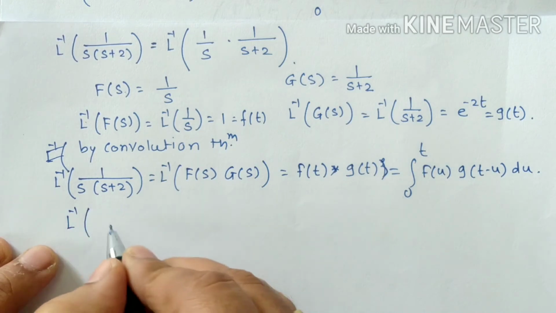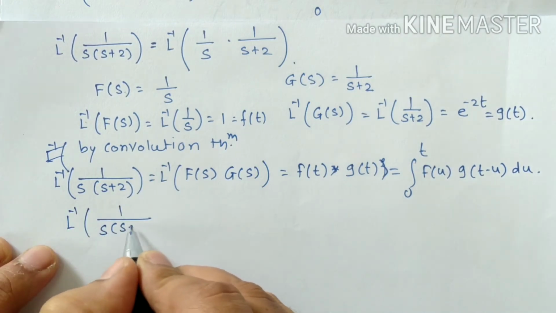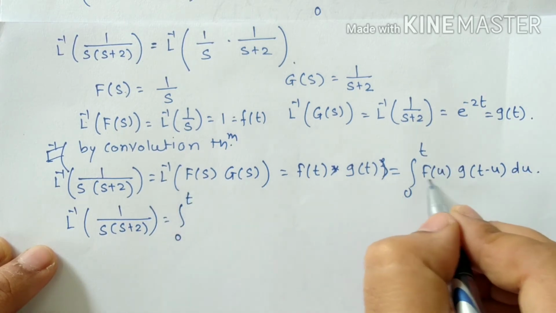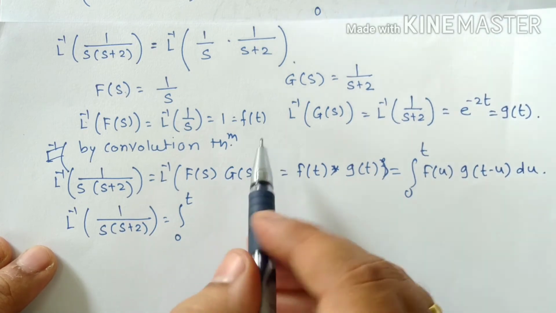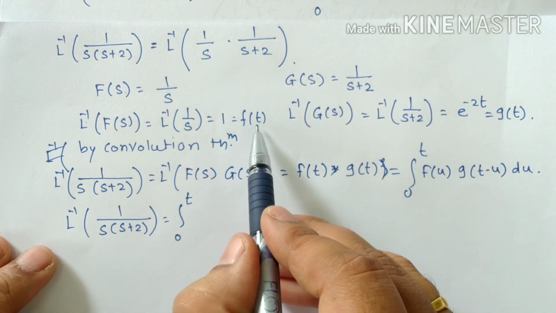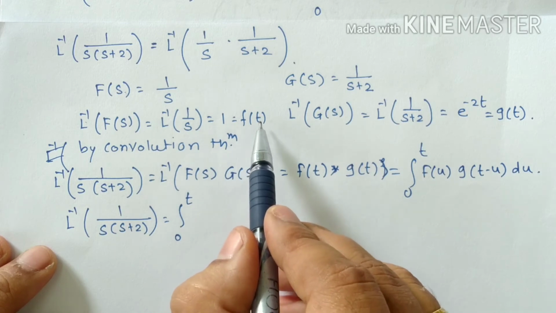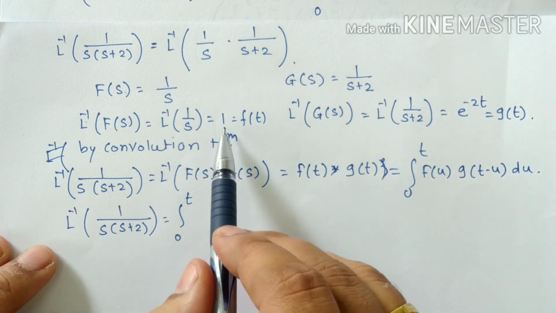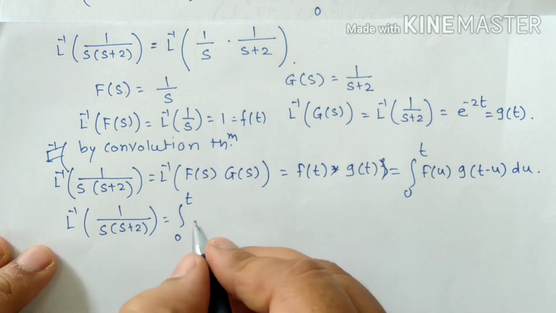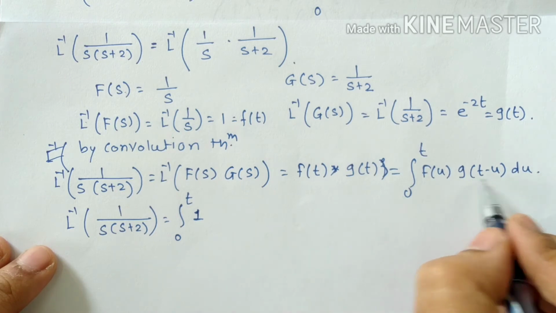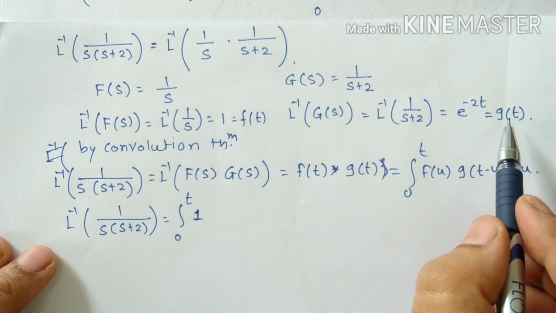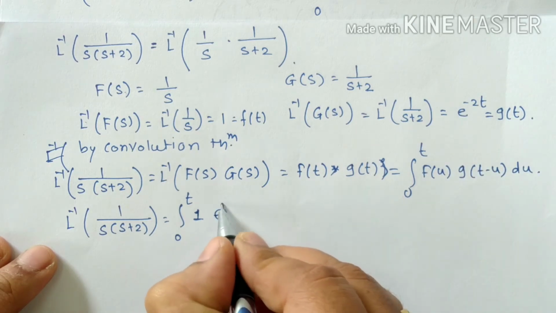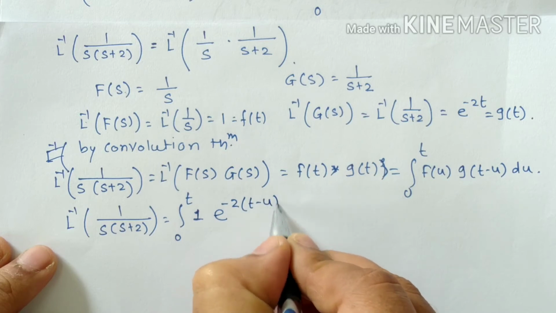Therefore, L inverse of 1 upon s into s plus 2 is equal to integration from 0 to t f of u. Now what is f of u? What is small f of t here? It is 1. So wherever you have a term of t, replace it by u, which is your f of u here. But here f of t is a constant function, so write it directly as 1. Now g of t minus u: in g of t, replace t by t minus u. So this will be written as e raised to minus 2 times t minus u du.